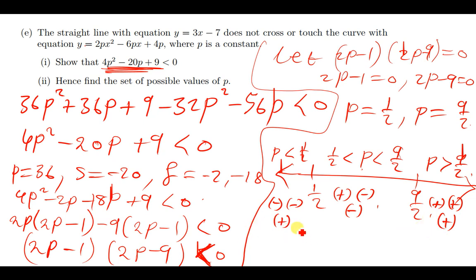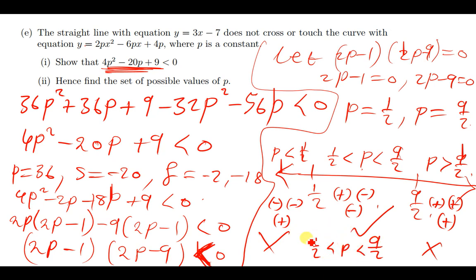So we start checking now. Is a positive number less than 0? The answer is no. So this one is not part of our answer. Is a negative number less than 0? The answer is yes. Is a positive number less than 0? The answer is no. So these two regions have been denied, meaning the range of values of p that we need to find is simply 1 over 2 less than p less than 9 over 2. So this is the range of values of p.